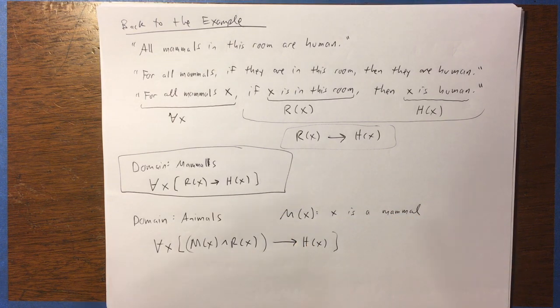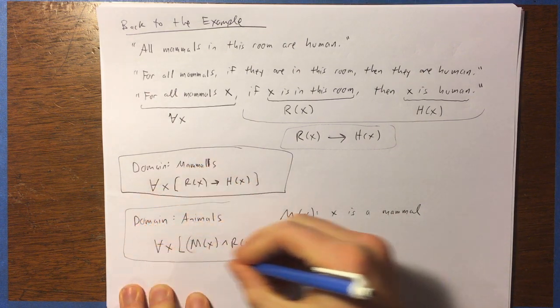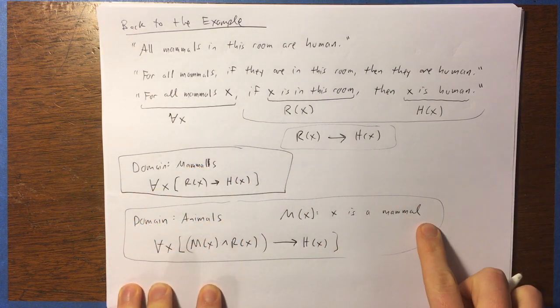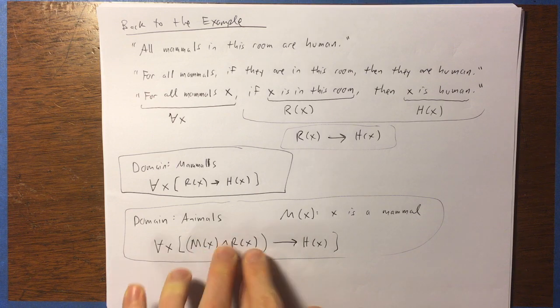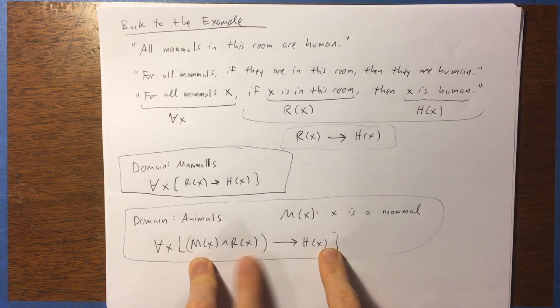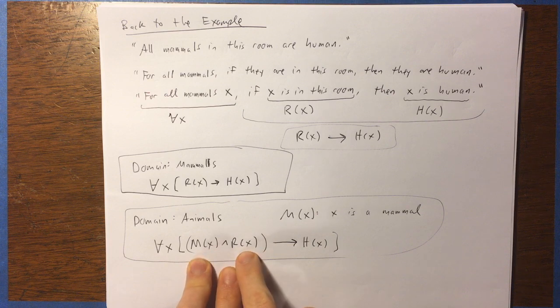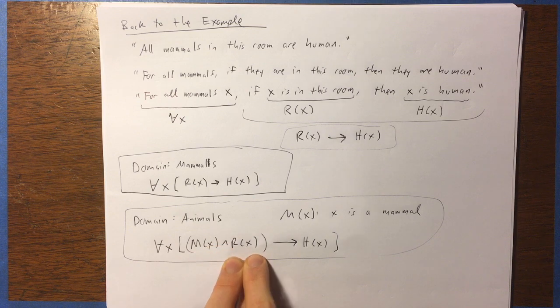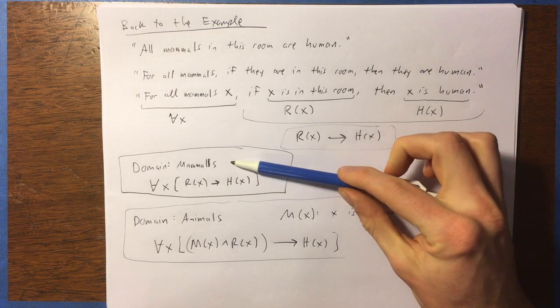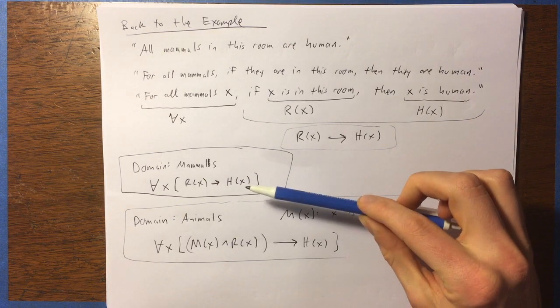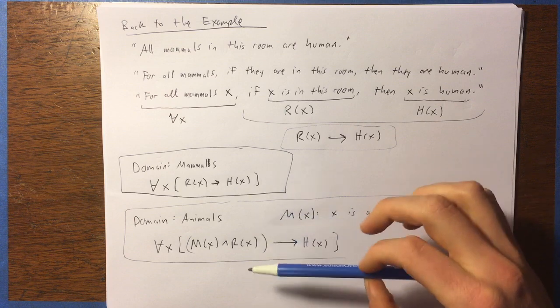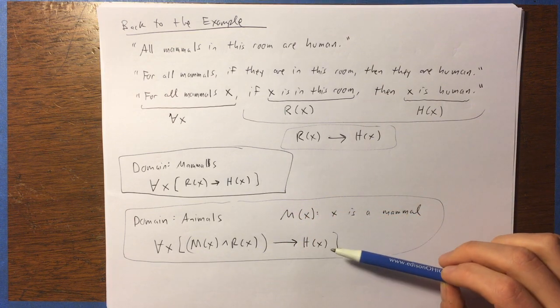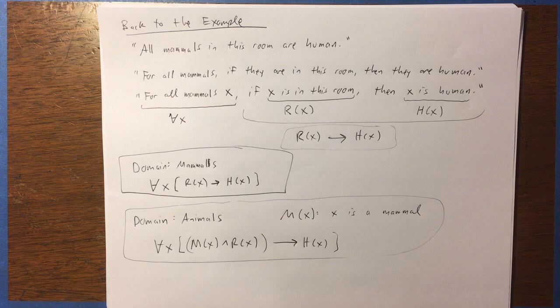So I have edited the symbolic statement here to essentially include being a mammal as one of the premises in this statement, like as part of the hypothesis. We're including it as a premise in the hypothesis. If X is a mammal and it's in this room, then it's human. Okay. So that was my point. Stating what your domain is very important because it changes the symbolic expression that you use to represent a given statement. I think that'll do it for now.